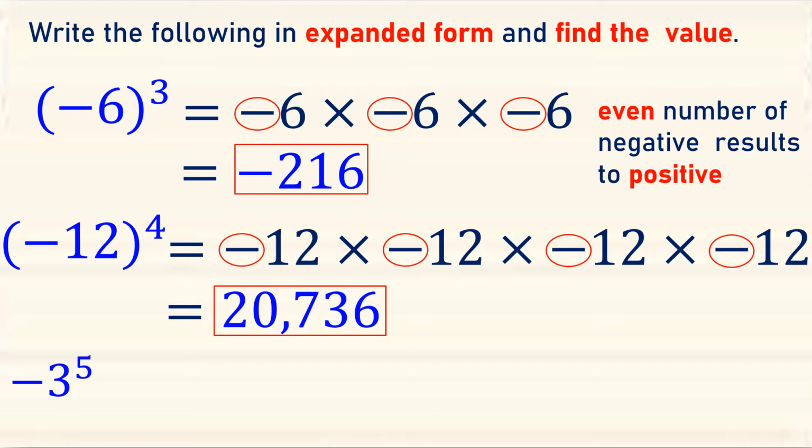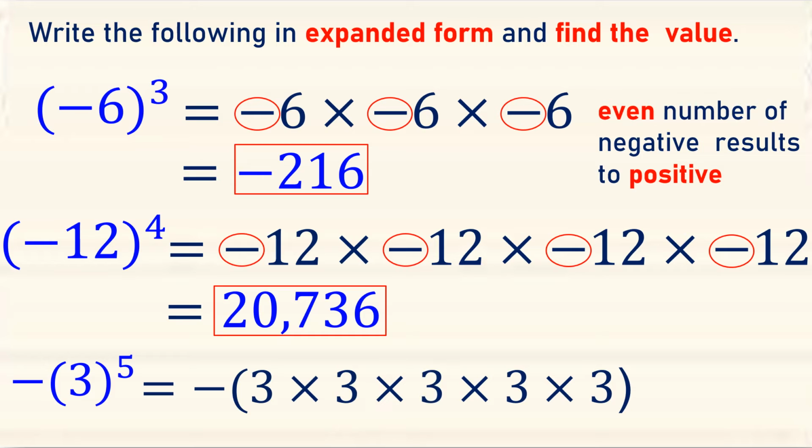Now let us have negative 3 to the fifth. In here, there are no open and close parentheses. So negative 3 to the fifth can be written as negative times 3 to the fifth. We are going to put the negative sign outside and multiply 3 5 times by itself. So 3 times 3 times 3 times 3 times 3, and we have a negative sign. So the answer is negative 243.